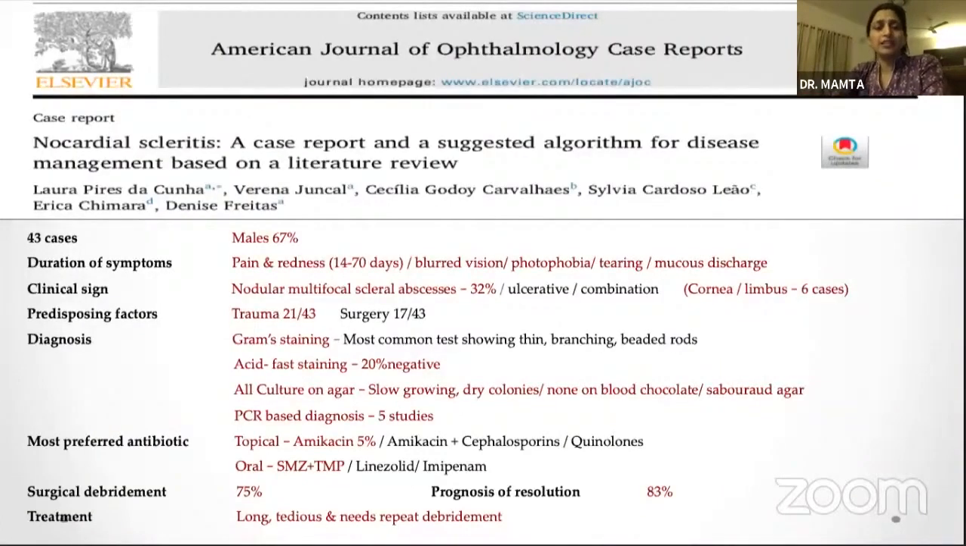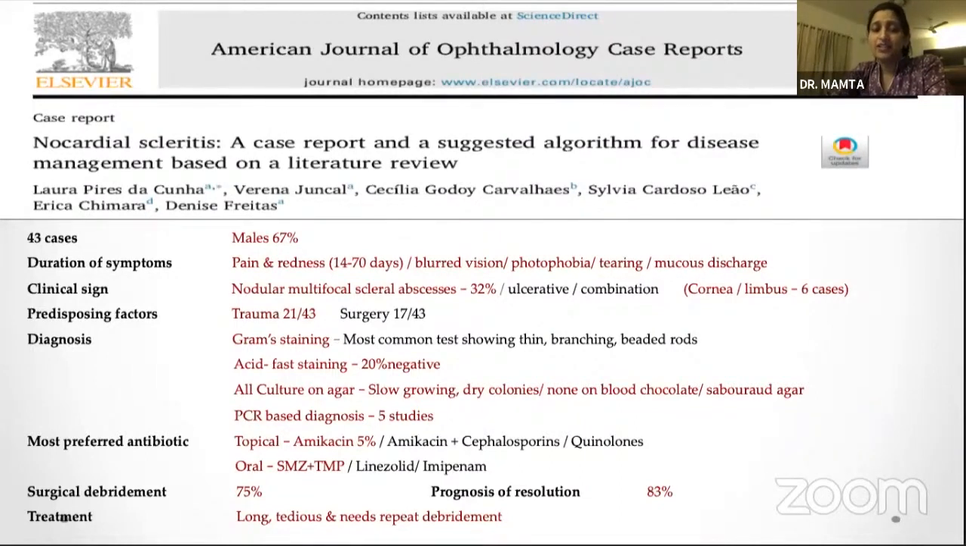This is a beautiful article, which is a review of all the cases of Nocardia published so far in the literature. The authors have analyzed that there were 43 cases where predominantly males were involved. The duration of symptoms can be 14 to 70 days. Most important is that the diagnosis was nodular multifocal scleral abscesses, which was seen in 32% of all the cases published so far, and trauma was seen in 50% of the eyes.